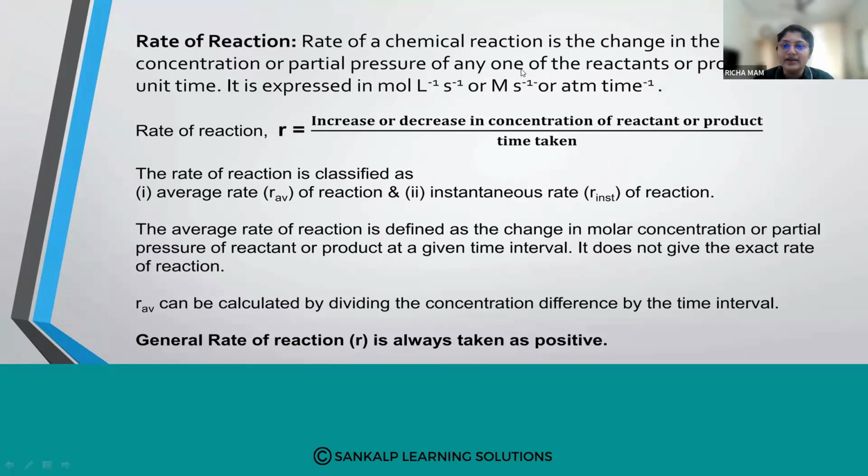So the rate of chemical reaction is the change in concentration or partial pressure of any one of the reactants or products per unit time. So this is termed the rate of reaction. These are the changes with respect to time, and this is called the rate of reaction. How is it expressed?